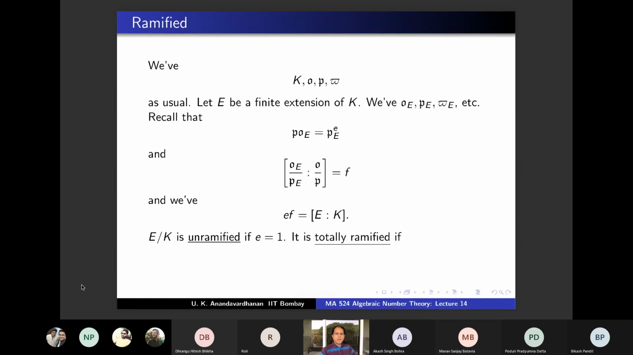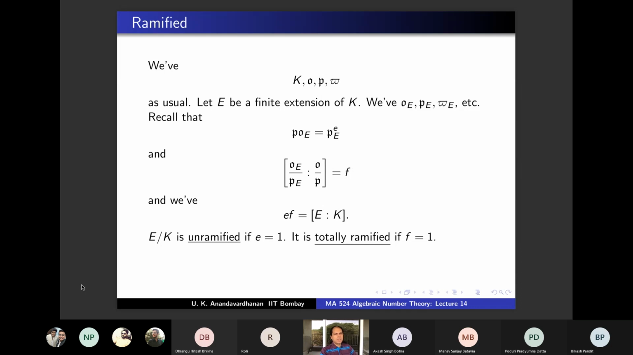Now we are going to say E over K is totally ramified. So it's the other extreme. So you want to take a guess? What should be the definition? It's the other extreme of e equal to 1. In this identity, ef equal to [E:K], what is the other extreme? e equal to the degree. In other words, f equal to 1. So that's the other extreme. That is called totally ramified.